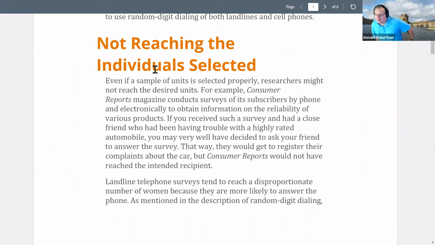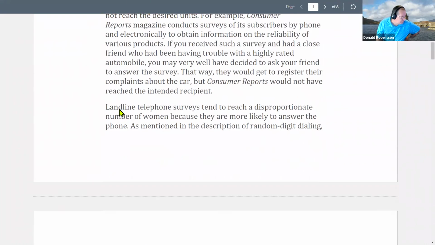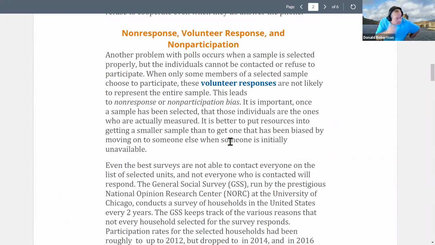Not reaching the individuals that you selected. So you've got a sample, right? And you're trying to contact them, and it doesn't work. Pretty much it. We've talked about these: non-response, volunteer response, and non-participation, but just for completeness' sake, right? Non-response is, you know, you've got the person on your list. Are you going to vote in the next election? None of your business. Bugger off. Non-responder, right? Not going to tell you.